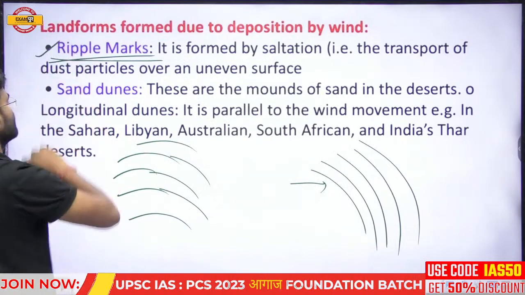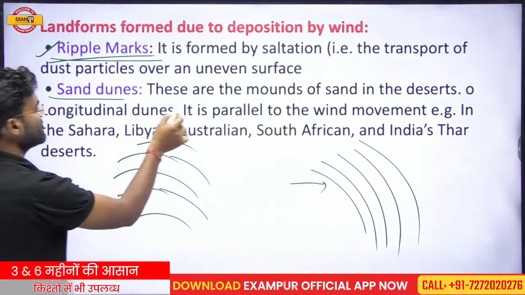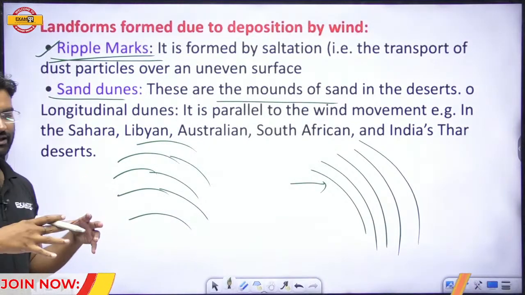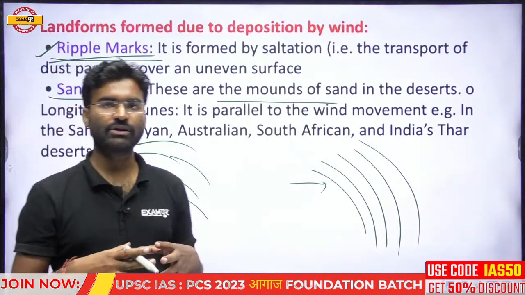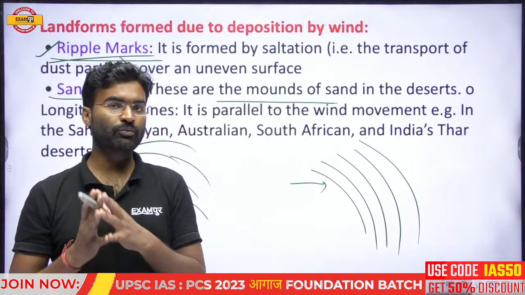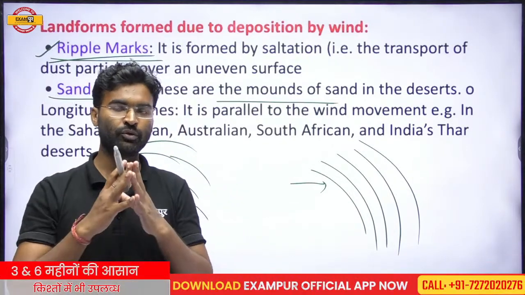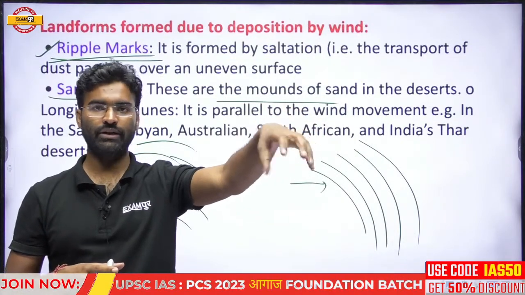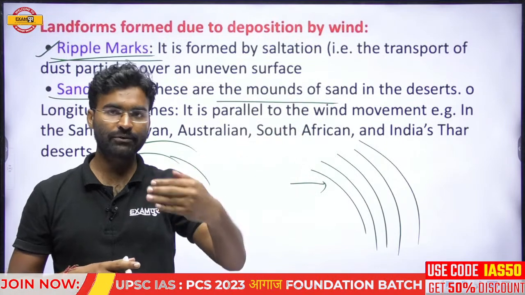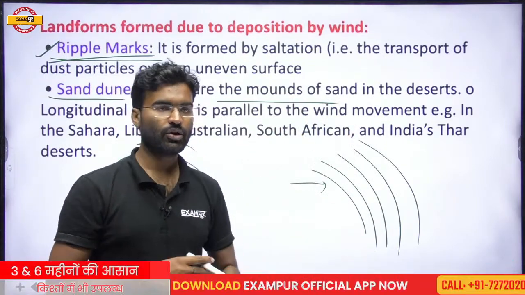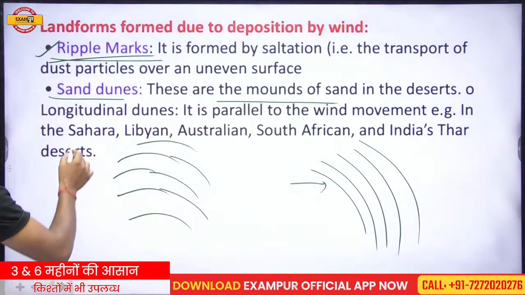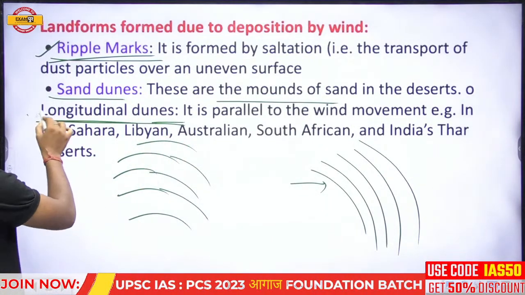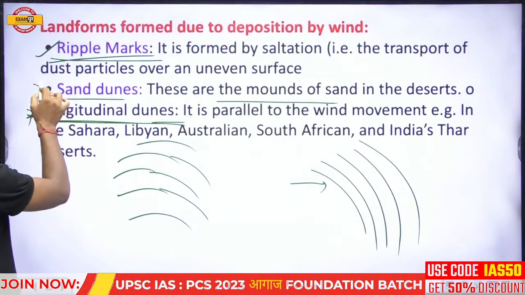So sand dunes, these are mounds of sand. If sands are stored at a particular region in the desert, this is called sand dunes. If you move in the arid region, in the desert area, you see sand dunes located at some distance from each other. Okay, so this is the sand dunes. Longitudinal dunes, there are longitudinal dunes. This type of structure is seen in this region.